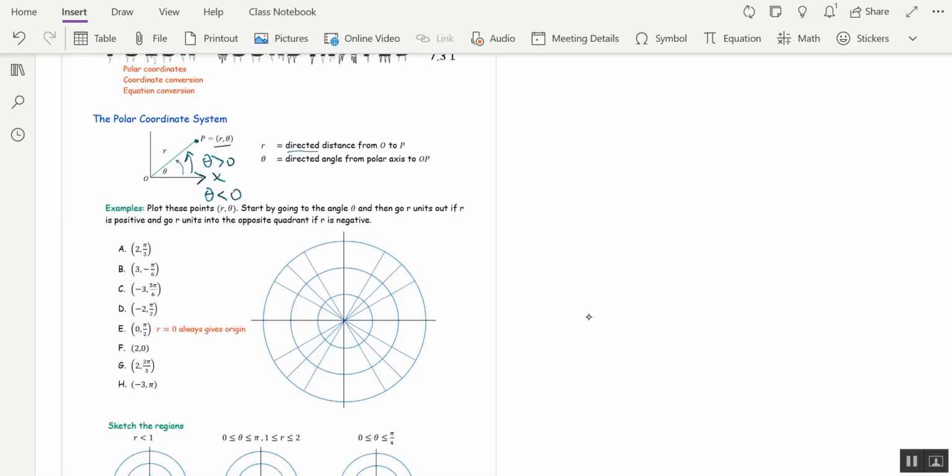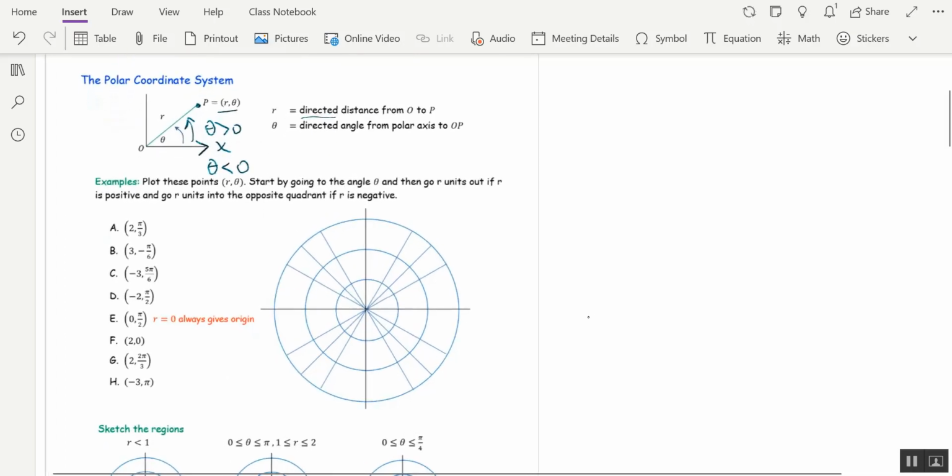We're going to plot these points on polar graphing paper. Now, polar graphing paper you can make yourself. Each ring is how far you are from the origin. So this first ring is the set of all points r equal 1. The distance of every point on this circle is 1 unit from the origin. The second circle out would be r equal 2, and so on. And these angles are our common unit circle angles. So this is pi over 6, pi over 4, pi over 3, and so on.